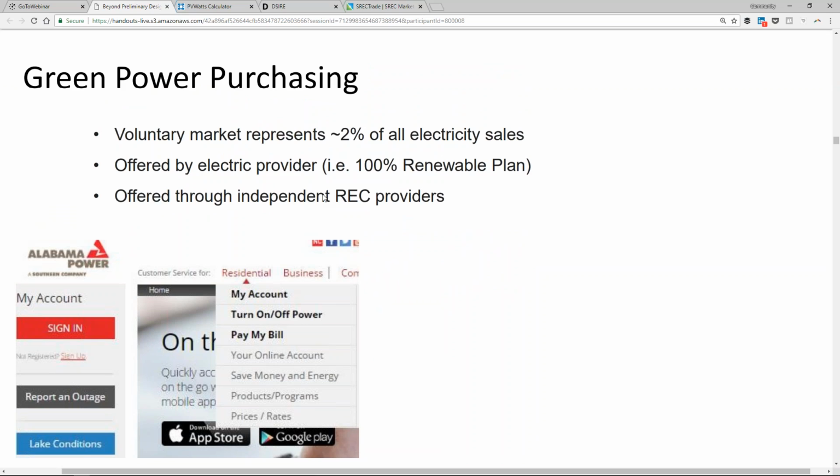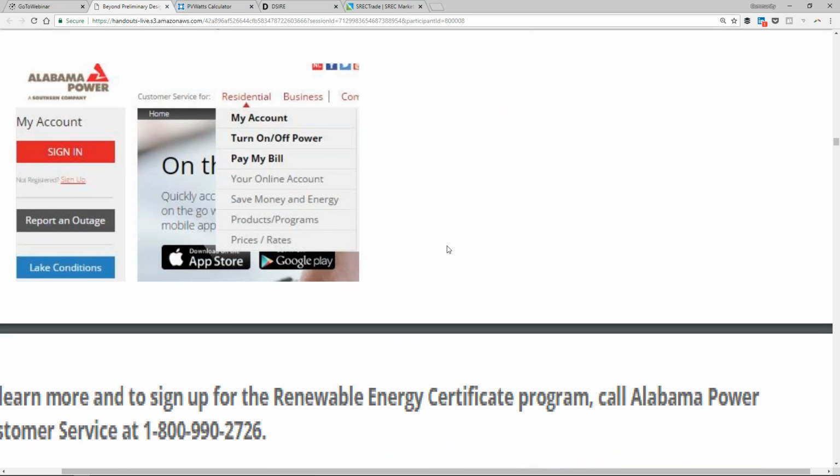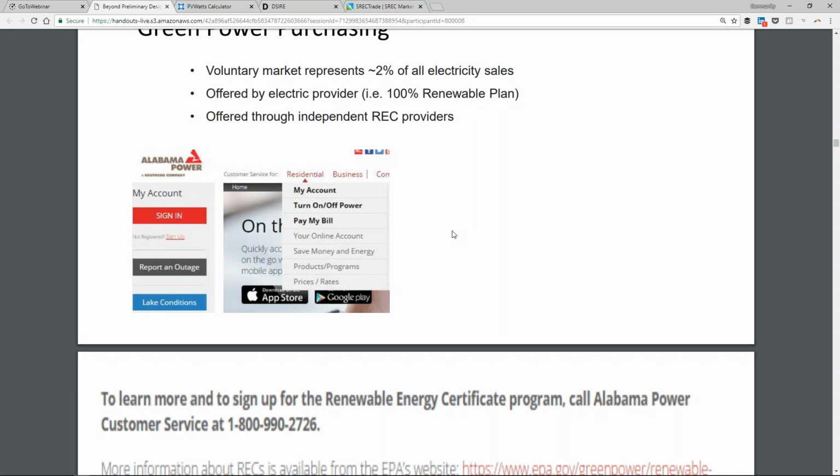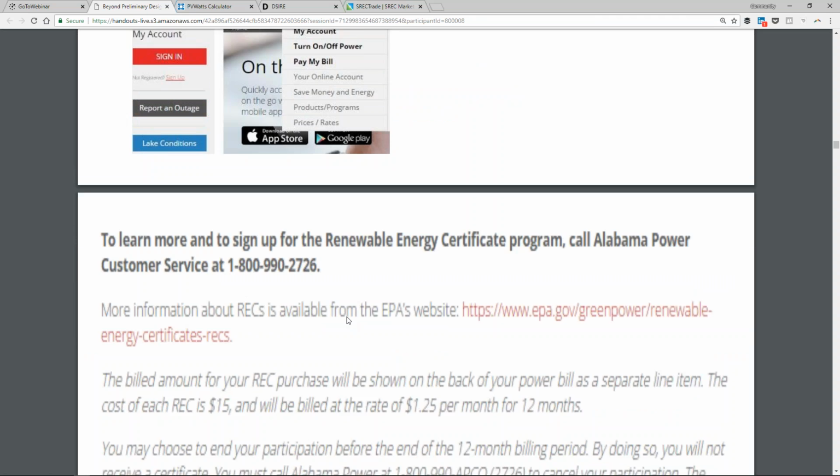Green power purchasing is quite popular. 2% of all electricity sales are voluntary green power purchasing, where customers are signing up for green energy plans even though they don't have to. Which I think is pretty admirable of those customers. So, Alabama Power right now, they're being sued for their solar discriminatory fees. But even Alabama Power, which you could use to portray them as an anti-solar utility, well, they still have a green power option for customers to sign up for.